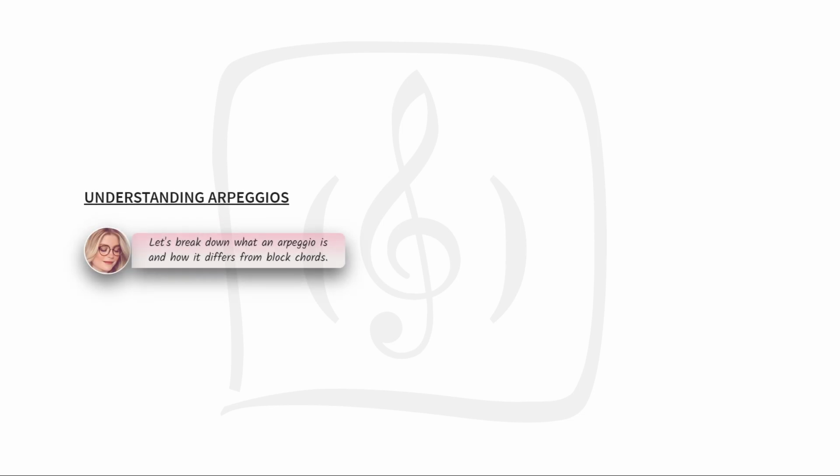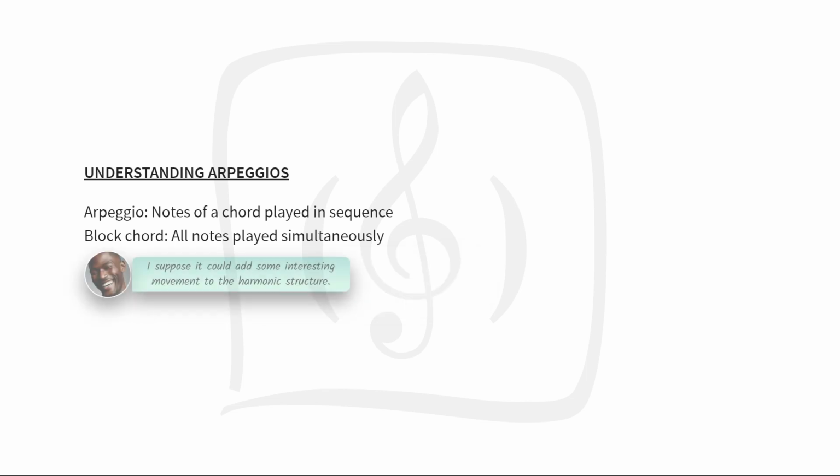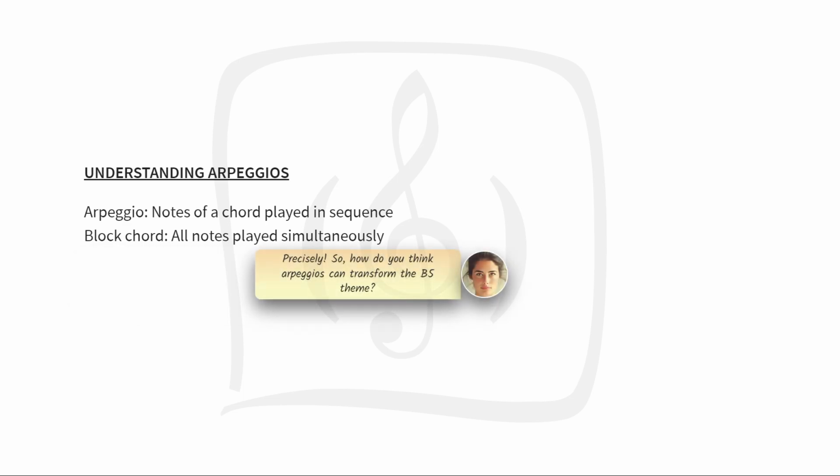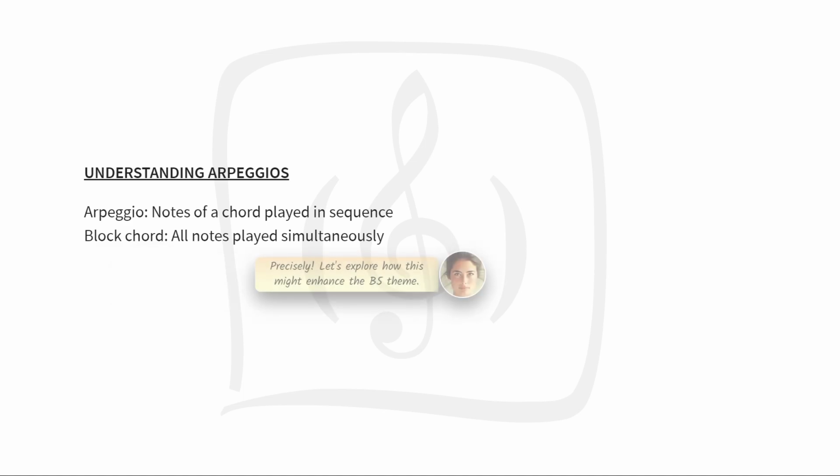Let's break down what an arpeggio is and how it differs from block chords. I see. So instead of playing all the chord tones at once, I'd spread them out? Exactly. It can create a more dynamic and engaging sound. I suppose it could add some interesting movement to the harmonic structure. Precisely. So, how do you think arpeggios can transform the B5 theme? They create flowing accompaniment. They enhance melodic interplay. They add rhythmic interest. Precisely.